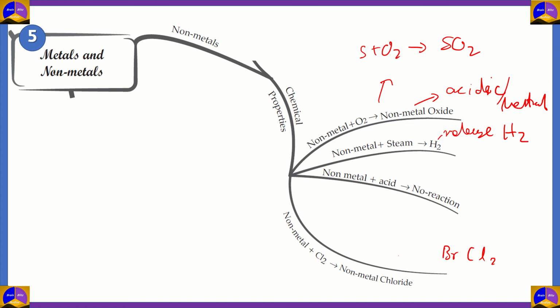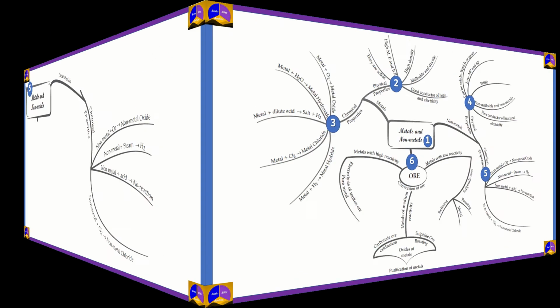And there are other reactions as well. Since nonmetal oxides are acidic, you can use them to form acids, and you can also react them with metals in order to form salts. So therefore, this is an overview of the chemical properties of nonmetals.